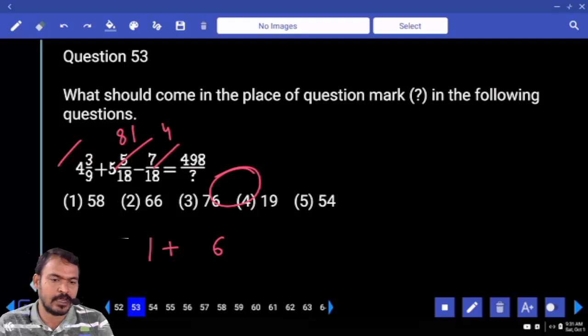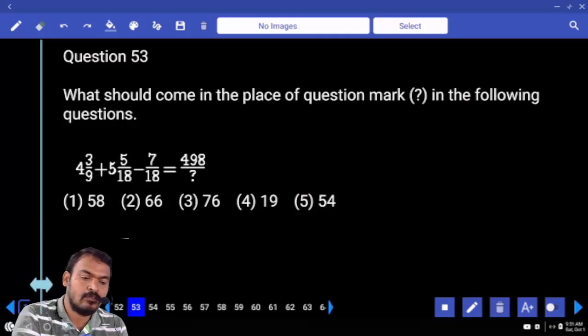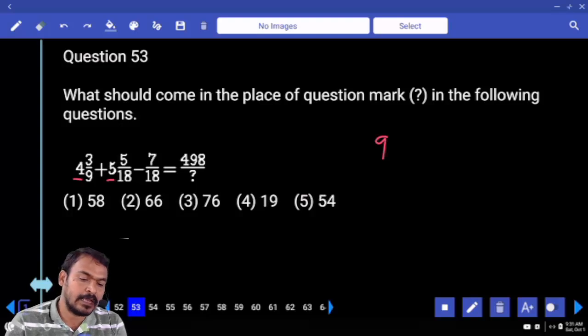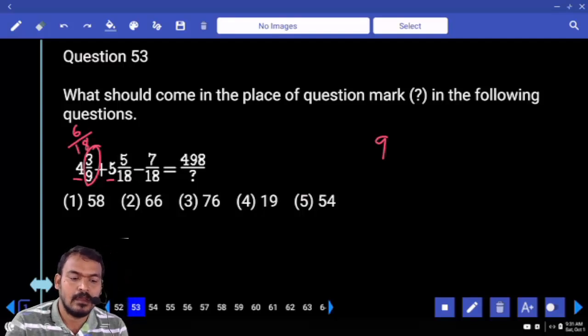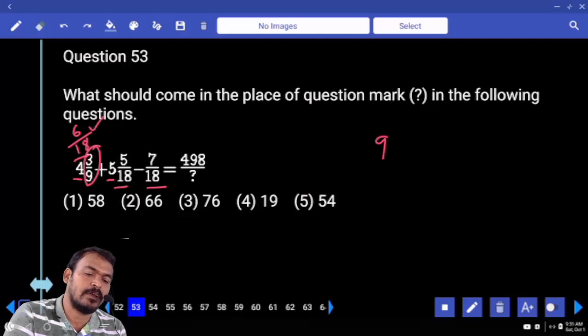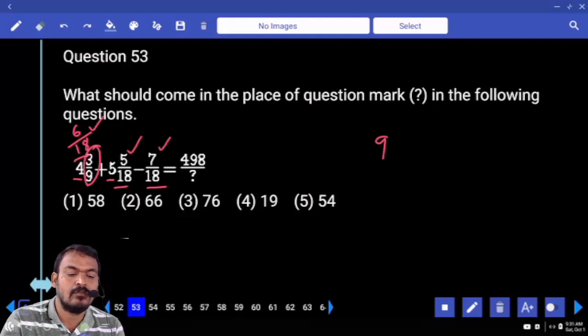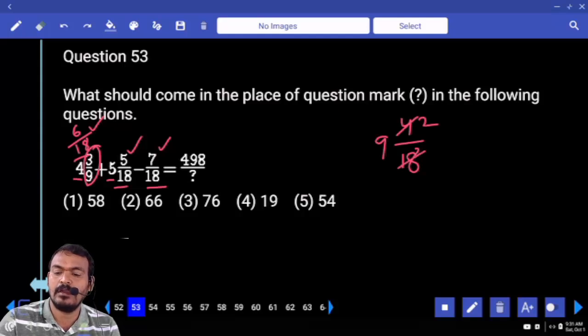Next, question number 53. First priority, left hand side fractions. First we are adding the integers. 4 plus 5, 9. Next, after that, fractions. 3 by 9 we write as 6 by 18. In all the cases, are denominators same or different? Same. Then directly we add numerators, either adding or subtracting. 6 plus 5, 11, minus 7, 4. This one we write as 4 by 18. 4 by 18 means we write 2 by 9.